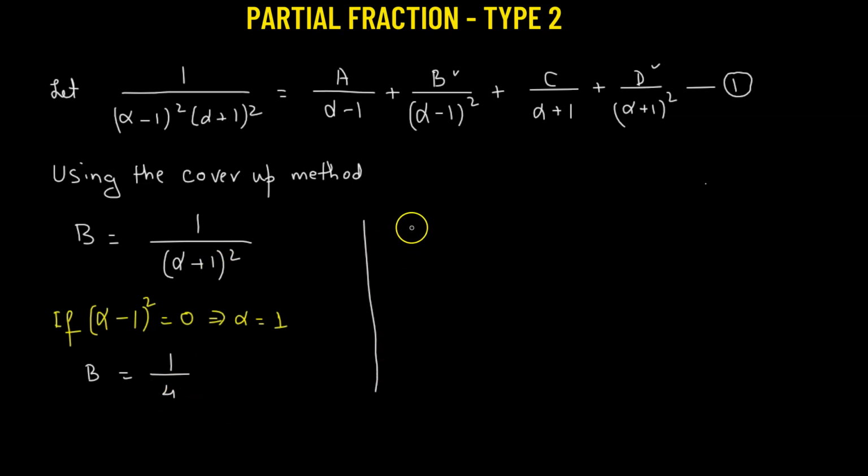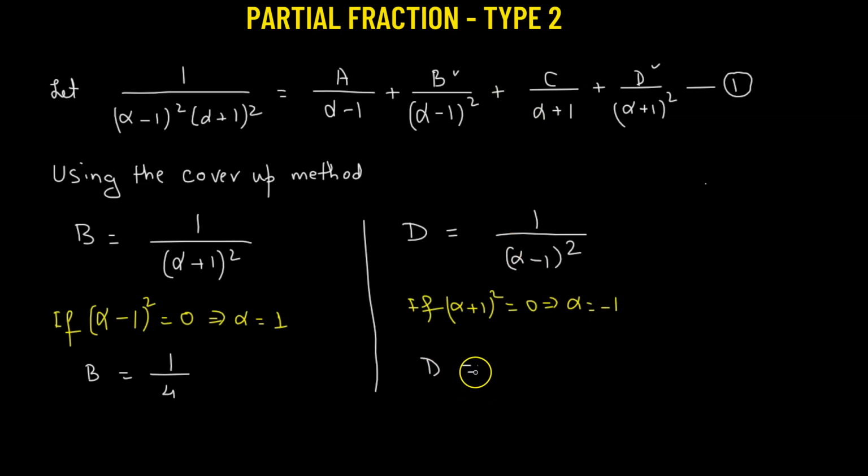Similarly, we can use the cover-up method to find the value of D. We take the original rational fraction and we cover up the factor (alpha plus 1) whole squared, because that occurs in the fourth partial fraction. So we have 1 over (alpha minus 1) whole squared. If we equate the covered factor to 0, that means the alpha value will be negative 1. We'll substitute this here. So the D value also comes out to be 1 over 4.